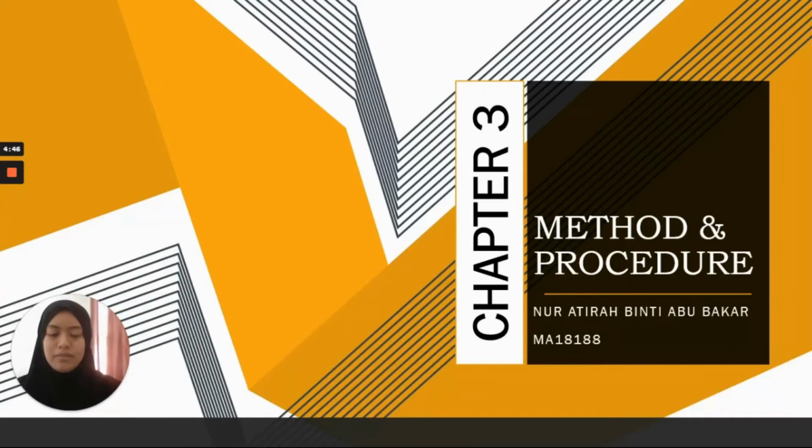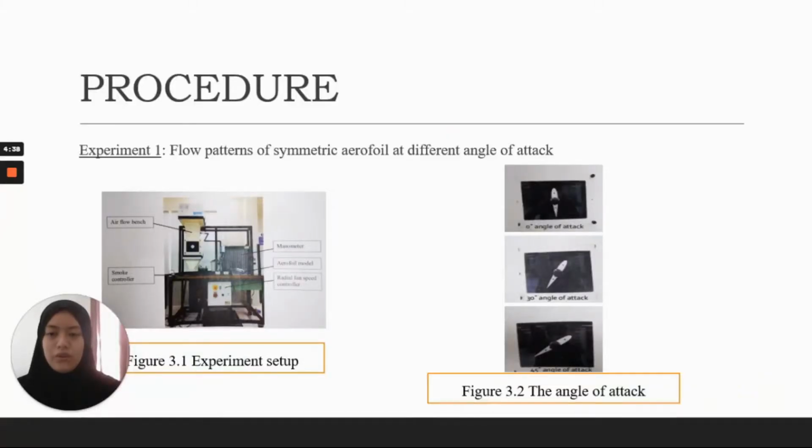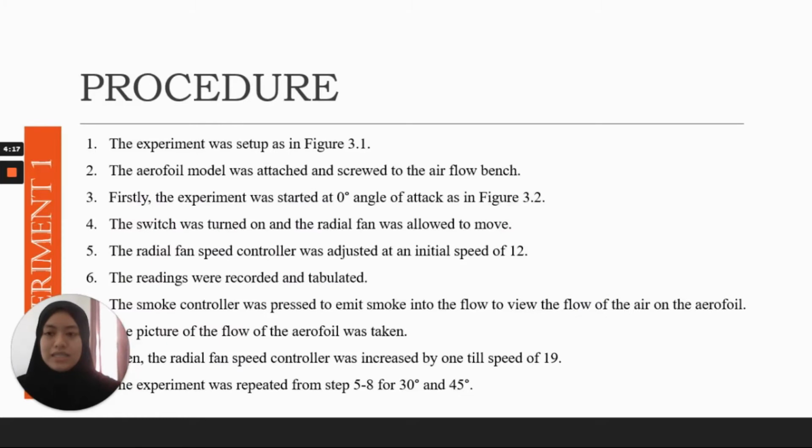For this experiment, I will present chapter 3, method and procedure. This consists of two experiments, which is experiment 1, the flow patterns of symmetric aerofoil at different angles of attack. As we can see, figure 3.1 is the experiment setup for this experiment, and figure 3.2 is the angle of attack needed. This is the procedure for experiment 1.